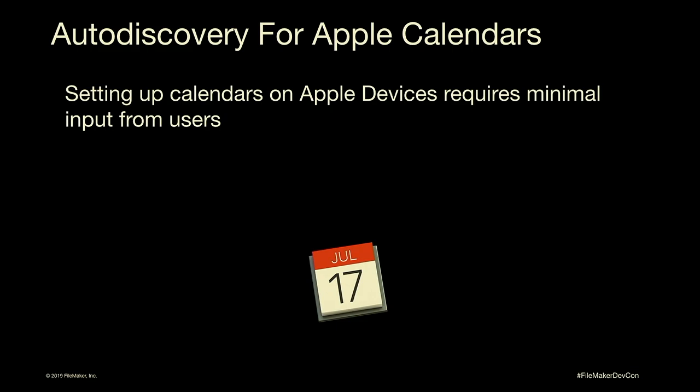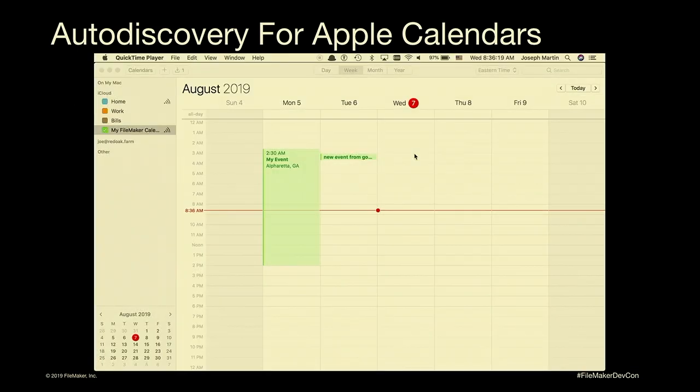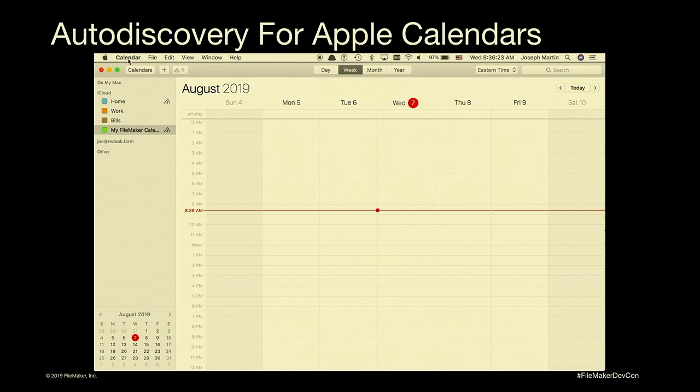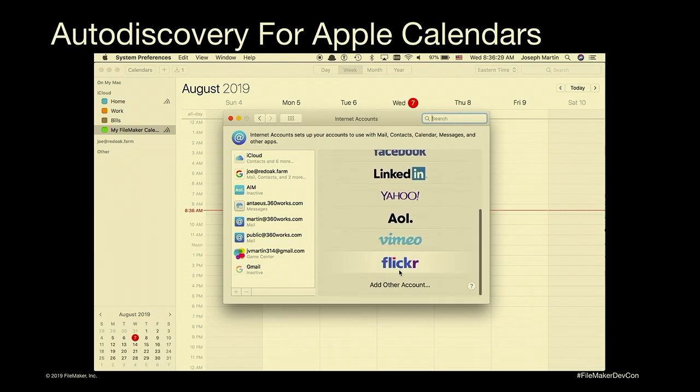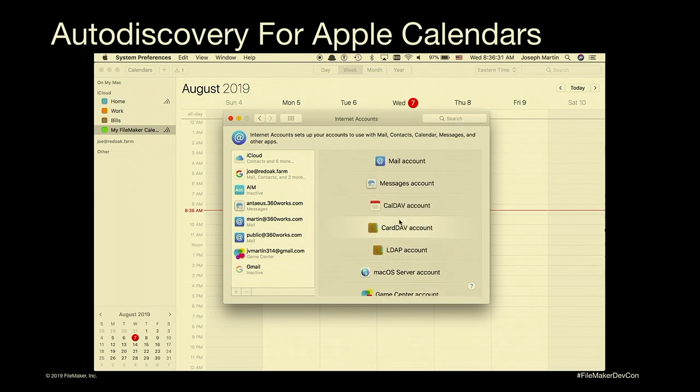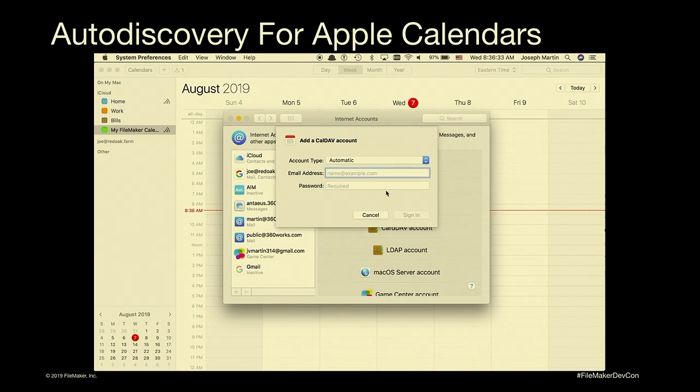It was a little bit burdensome. Integrating with Autodiscovery has made that process a breeze, pretty much. We've gone from needing to capture 7 or 8 values down to just 3. So to add a CalDAV account now, you still need to come into System Preferences and add a new CalDAV account, but you can have them enter in the data in this format.